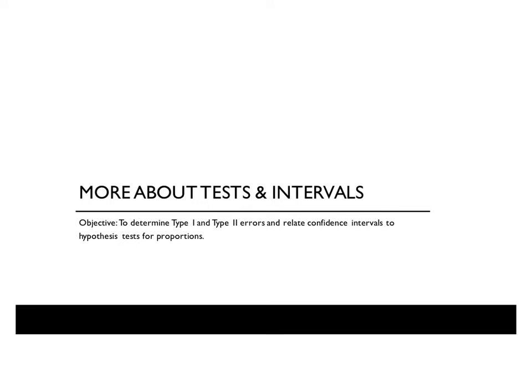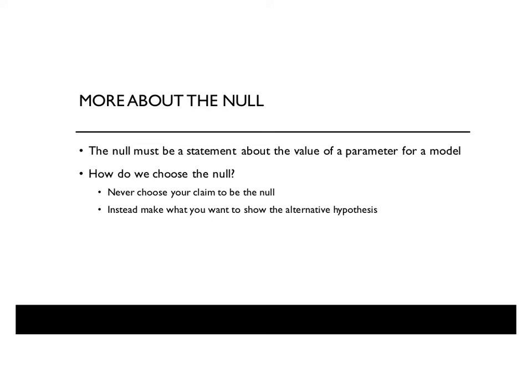Today we're going to determine type 1 and type 2 errors and relate confidence intervals to a hypothesis test for proportions. Remember, the null must be a statement about the value of a parameter for a model, but how do we choose it? Well, we never choose our claim to be the null.